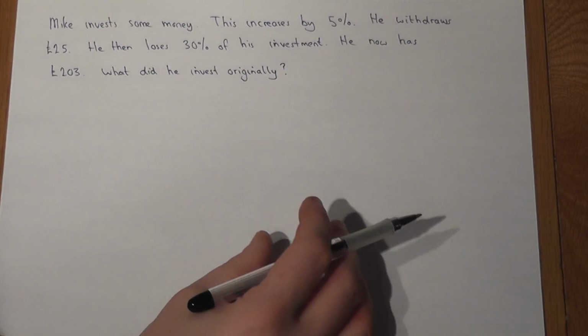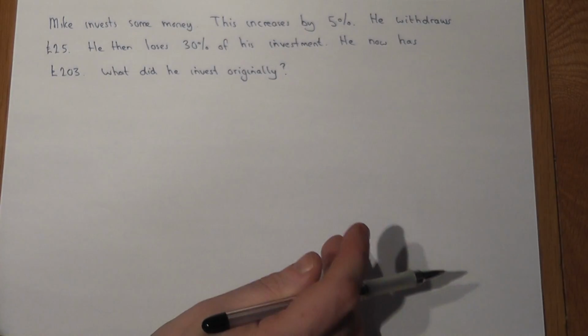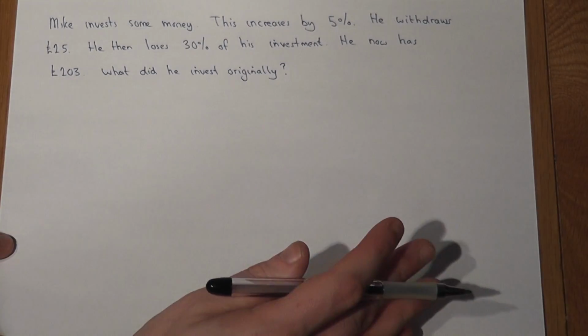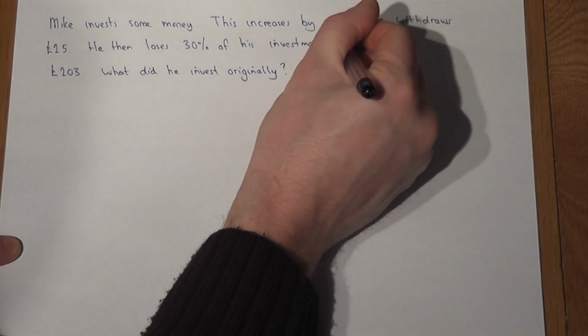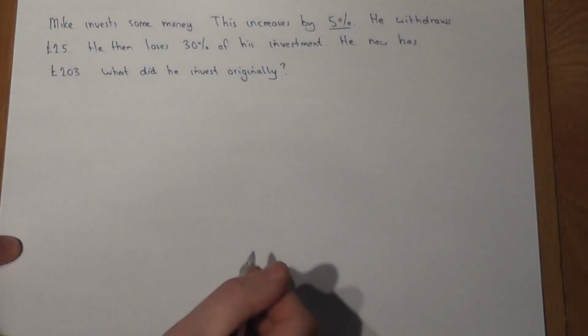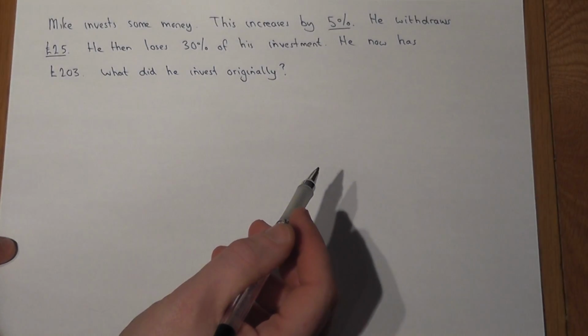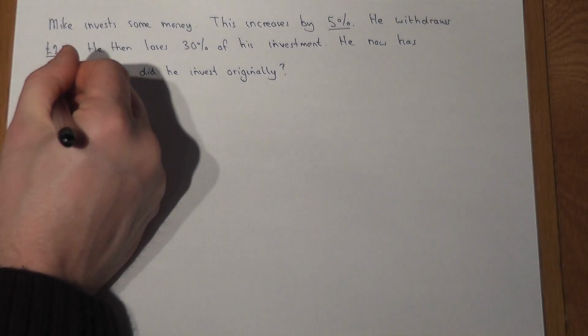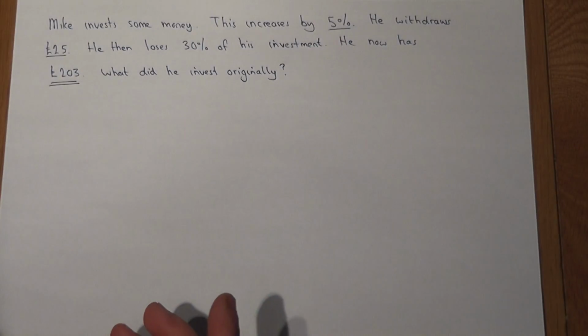This video reviews a really important percentage skill which can be called reverse percentages. Now Mike invests some money which increases by 5%. He withdraws £25. There is then some sort of banking crash and he loses 30% of his investment. He now has £203. What did he invest originally?